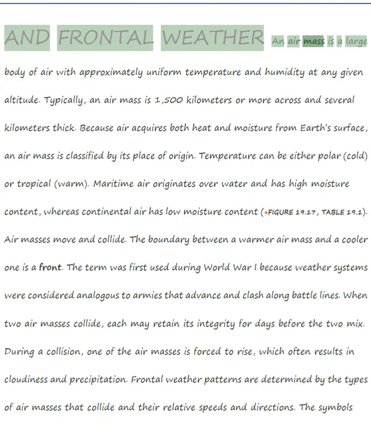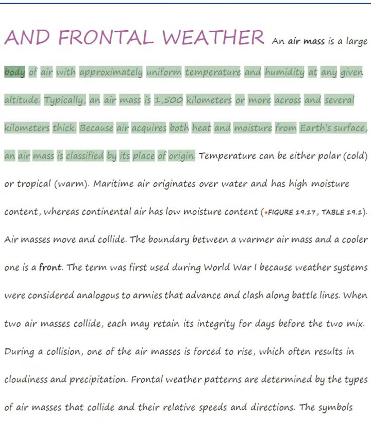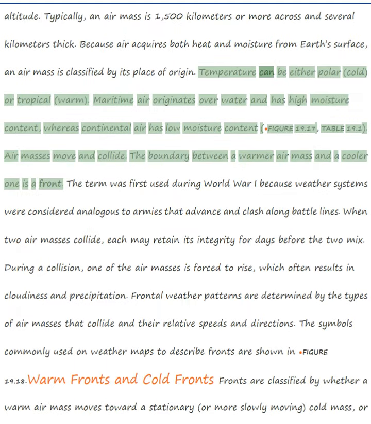And frontal weather. An air mass is a large body of air with approximately uniform temperature and humidity at any given altitude. Typically, an air mass is 1,500 kilometers or more across and several kilometers thick. Because air acquires both heat and moisture from Earth's surface, an air mass is classified by its place of origin. Temperature can be either polar or tropical. Maritime air originates over water and has high moisture content, whereas continental air has low moisture content.